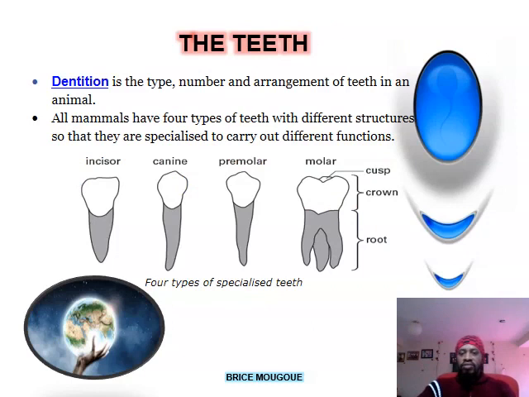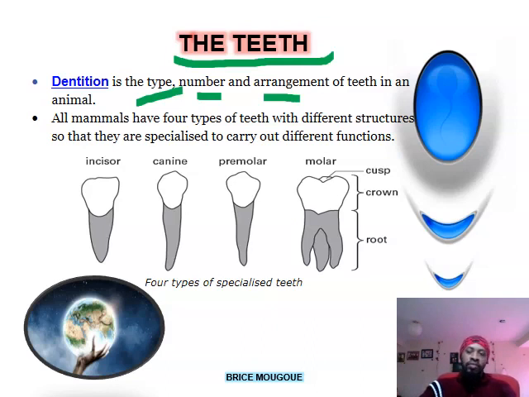The second accessory organs are the teeth. And dentition is the type, the number, and the arrangement of teeth in an animal, because we're looking at basically three types of animals here. We're looking at herbivores, carnivores, and omnivores, basically mammals.